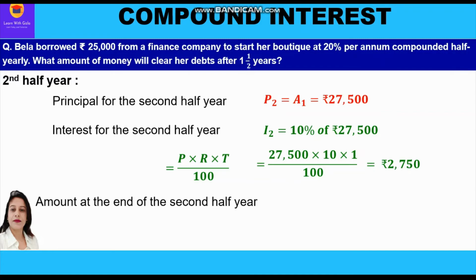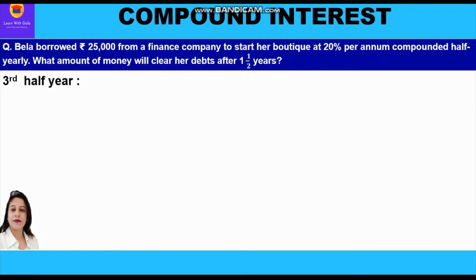Now we shall calculate the amount at the end of second half year, which is the sum of the principal of the second half year and the interest of the second half year. So basically we will add the interest to the principal to get the amount. That is rupees 27,500 plus 2,750 is equal to rupees 30,250. So this is the amount which we have got at the end of second half year, which will become the principal of the third half year.